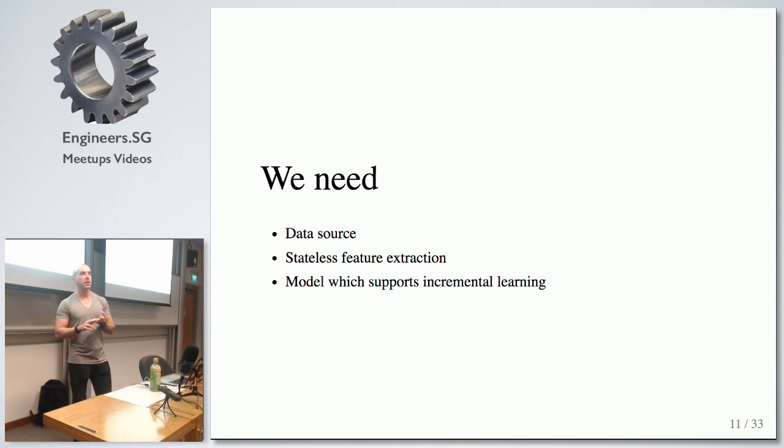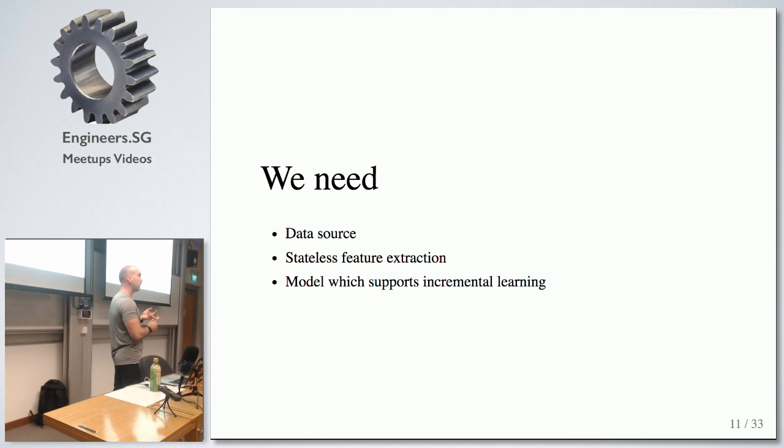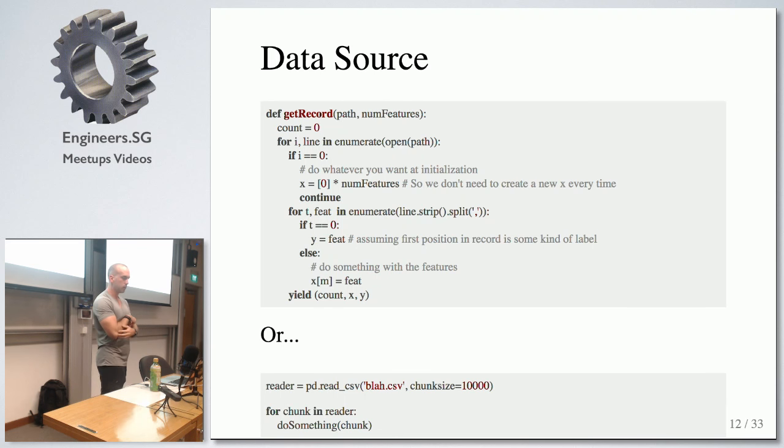And once you have these three things, you're actually not limited anymore by what you can do with your machine, because you can process a stream, you don't care what features come in, and your model doesn't care how many records you give it at one time. So you can give it one record at a time, over and over again. So if you have those three things, you have a lot of flexibility on the size of the training set that you can manage on a single machine. Okay, data source.